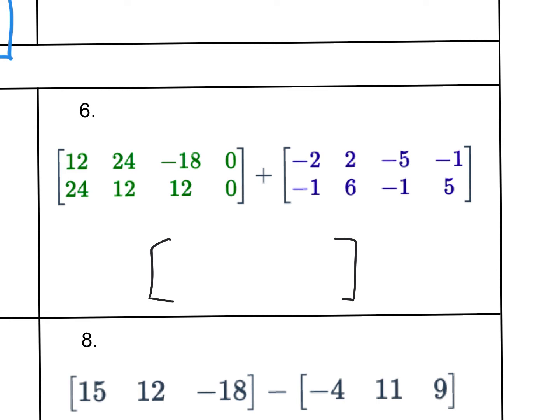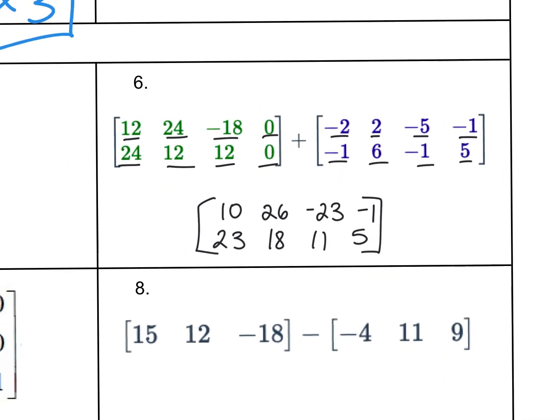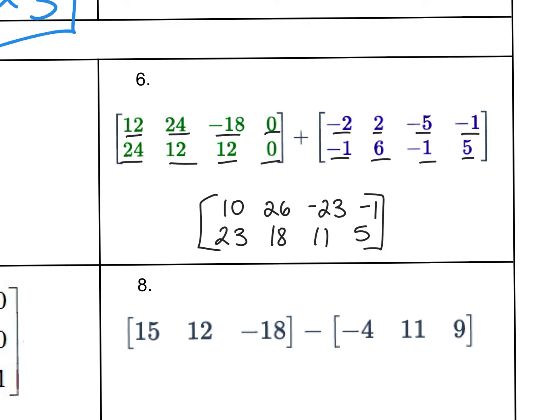So if I start with element 1, 1, 12 plus -2 would be 10. 24 plus 2, -18 plus -5. Be careful with your negatives. Perfect. -23. 0 plus -1. Good. 24 plus -1. 12 plus 6. 12 plus -1. And 0 plus 5. Here we go. That's it. Okay. Any questions on that? Are we good to move on?